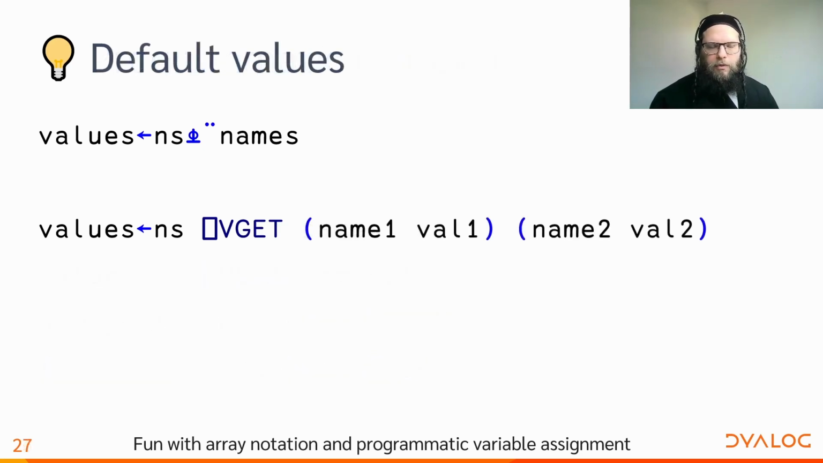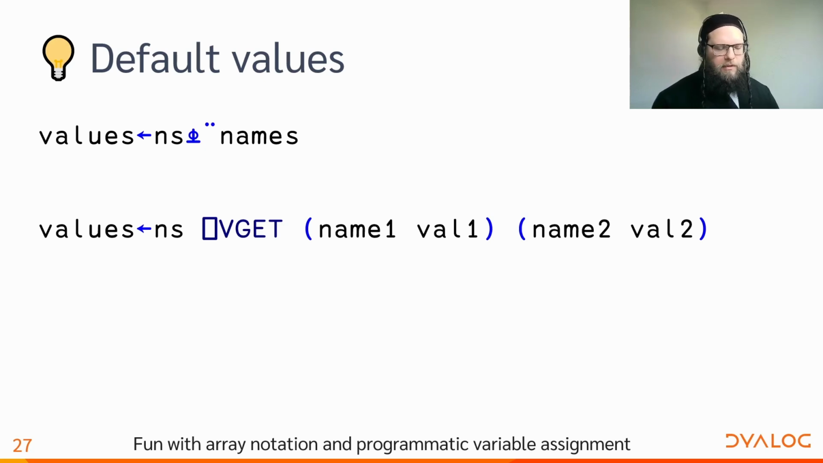So often you want to set default values, and the way that we could do that with quad VGET is sort of an extension to the syntax. Instead of just having the names of the variables that we want, you give name value pairs, just like with quad VSet. But instead of setting, it gets the value from the names. If any name is not available, then it will fall back to the value. So this is a built-in way to provide default values.